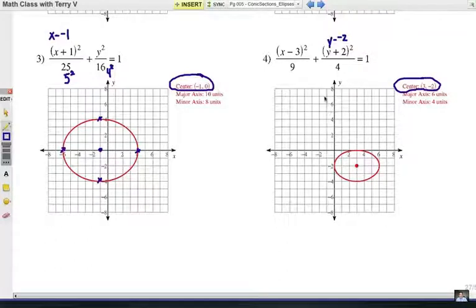From there, we know that 9 is 3 squared. And 4 is 2 squared, kind of keeping it simple here. And so we go 3 in both directions to the right and left, 2 up and down, and our vertexes are located in those 4 spots. There is our ellipse. All right, now usually you can go a little more complicated than that. Basically, that's how you graph an ellipse.